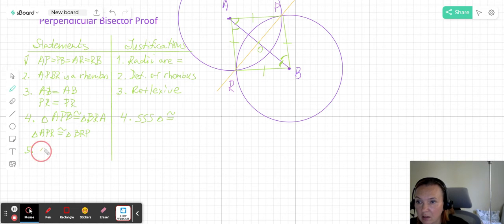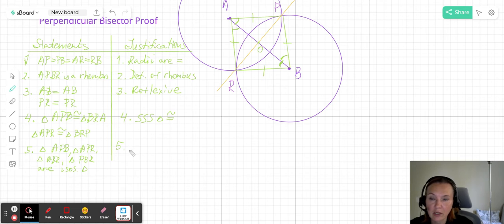So in step 5, I can say that triangle APB, triangle APR, triangle ABR, and triangle PBR are isosceles triangles. And the justification for why they're isosceles is the definition of isosceles triangle, right? Because the two sides are congruent. Definition of isosceles triangle. All right, now on to step number 6.